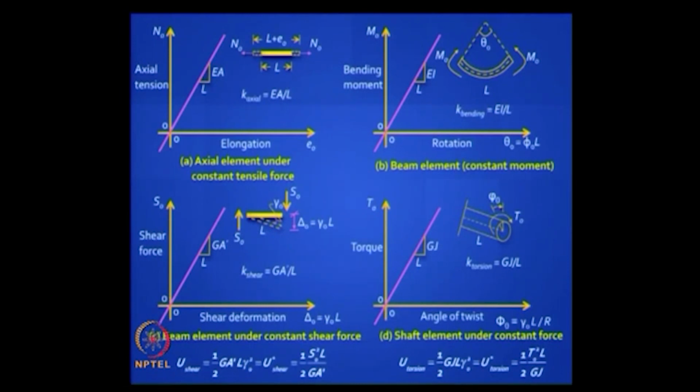Similarly, the deformation that you would relate with torsion would be the angle of twist, and the slope of that line, for a shaft subject to pure torque, is GJ by L.